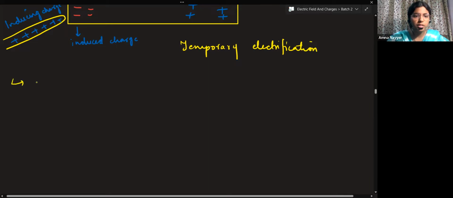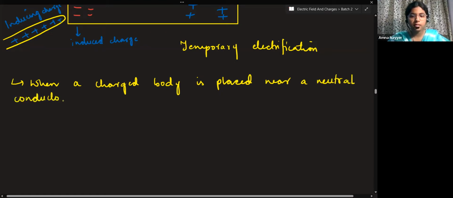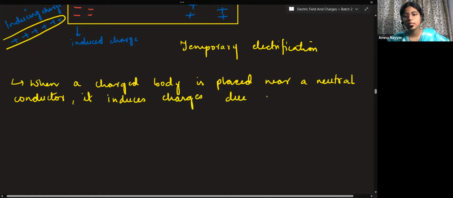Let me write down the definition. In charging by induction, when a charged body is placed near a neutral conductor, it induces charges due to redistribution of electrons.